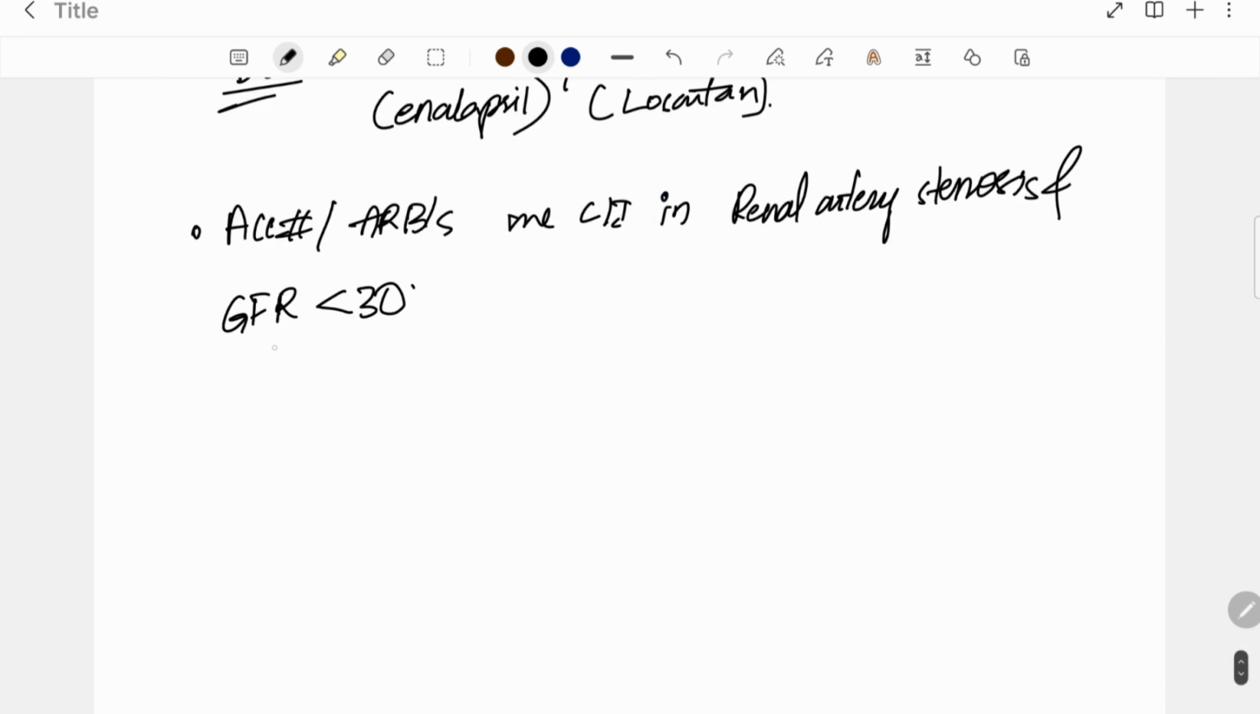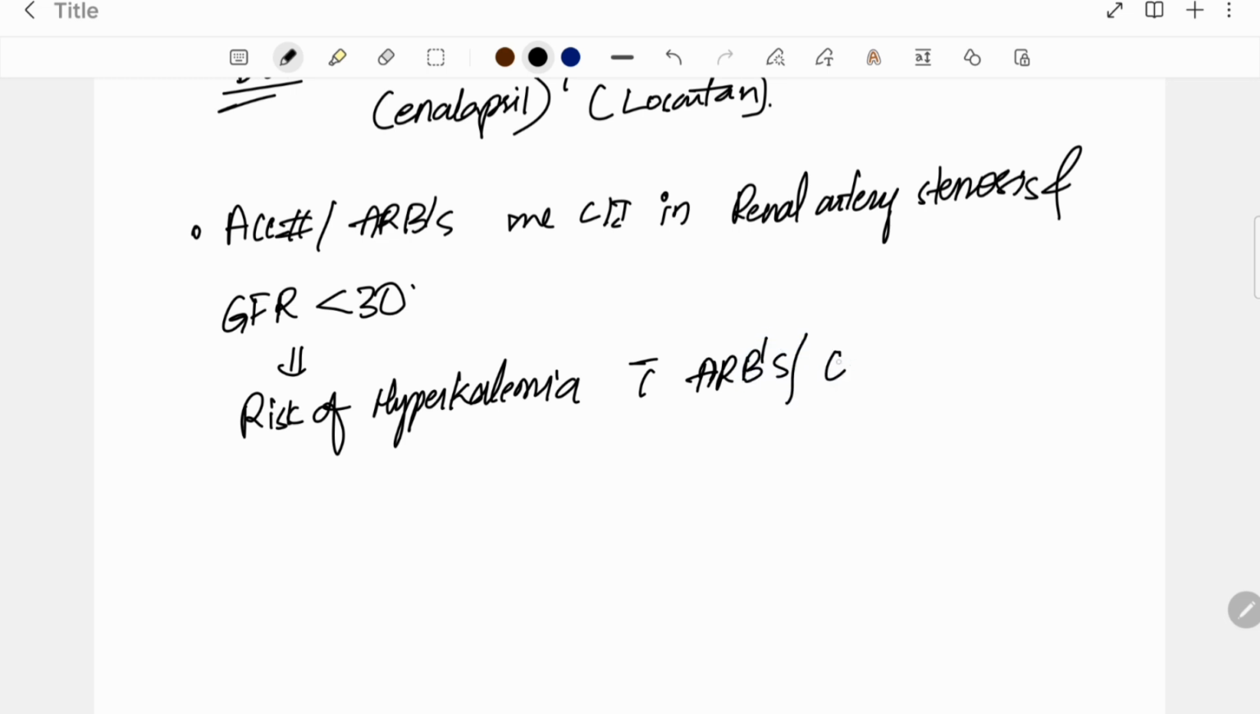Why are they contraindicated in this situation? Because there will be a risk of hyperkalemia with ARBs and ACE inhibitors. So what should we give in this situation? Give amlodipine.